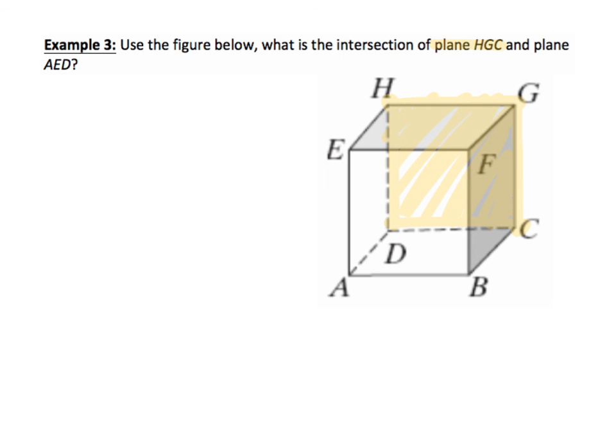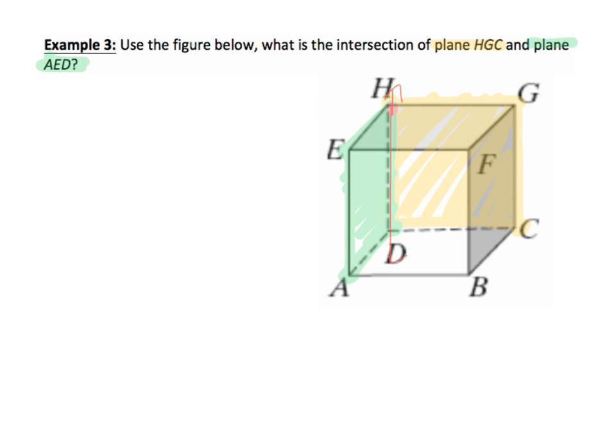Then let's find the second plane. I'm going to highlight this one in green. We have plane AED. So again, find the 3 points. Here's A, here's E, and here's D. And we're looking for the plane that contains those 3 points. So that's kind of the left edge of the box. So I'm going to go ahead and highlight that in green. Now that I've highlighted both the planes, you can see that the 2 planes intersect along this edge right here. Let's go ahead and color that red.